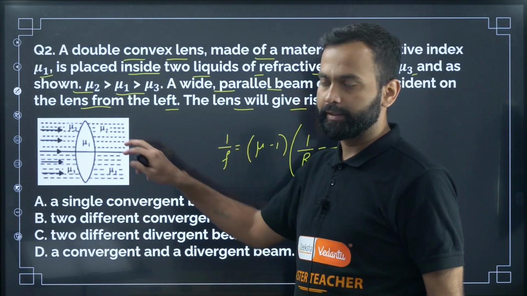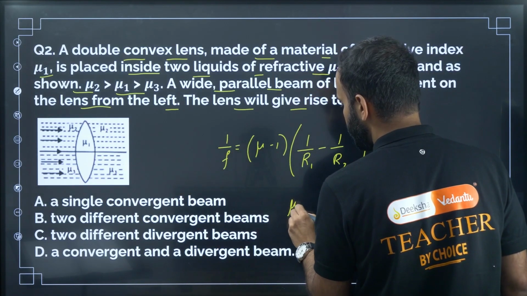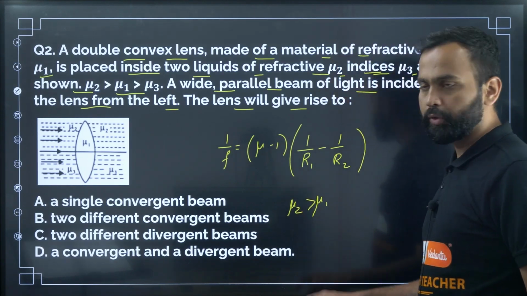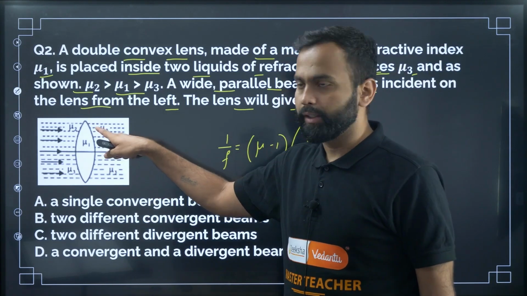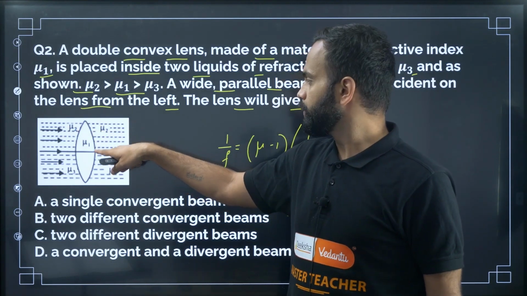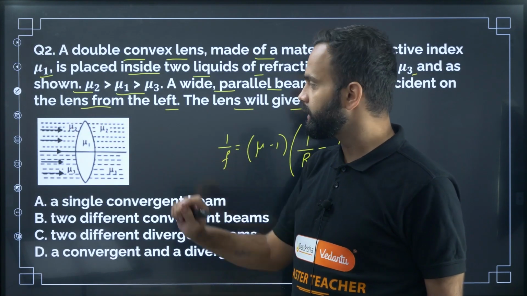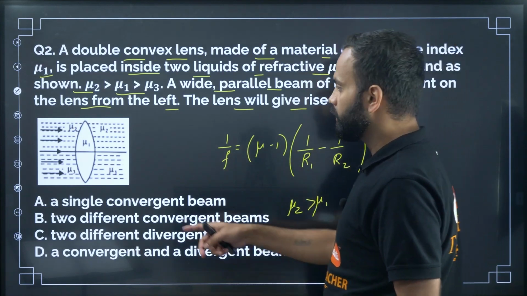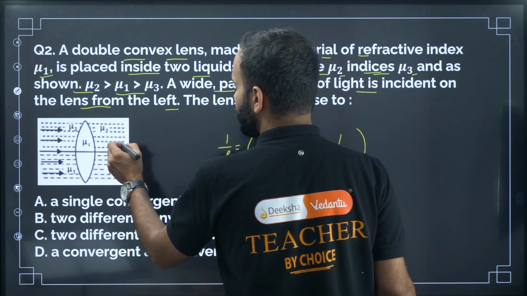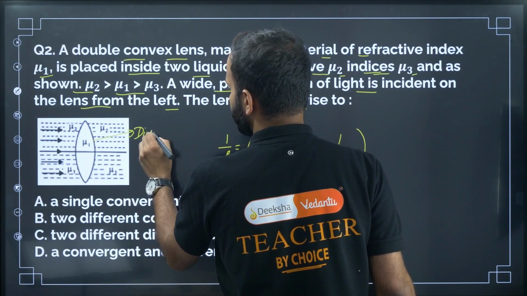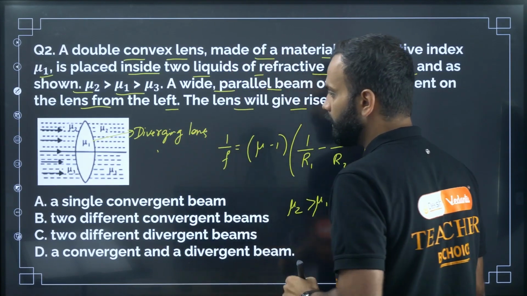Mu1 is the refractive index of the lens. Here the upper half has mu2 greater than mu1. Therefore the refractive index of the glass with respect to mu2, that is mu1 divided by mu2, will be lesser than 1. The ratio will be lesser than 1. So therefore this upper part behaves like a diverging lens.